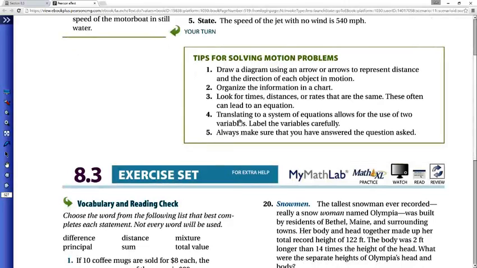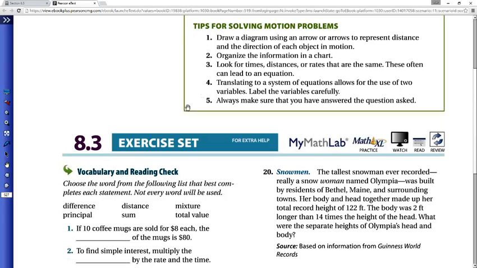Translating to a system of equations allows for the use of 2 variables, and label the variables carefully. We want to make sure that at the end of this we know what they represent so we can answer our question. Always make sure that you have answered the question they've asked. Like I said, that happens a lot of times. You could spend 15 minutes working on a problem and then not answer the question.